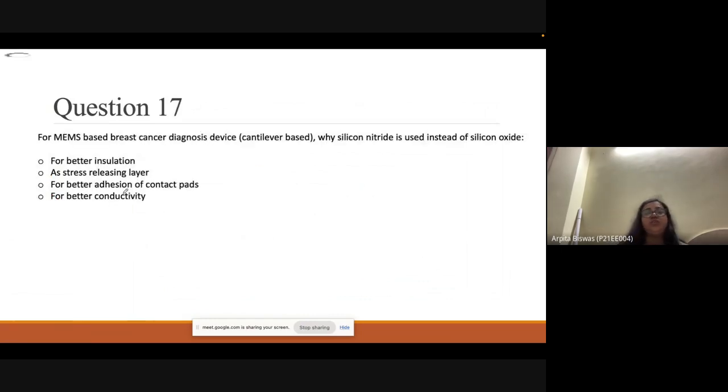So next we are moving toward question number 17. For a MEMS-based breast cancer diagnosis device, cantilever-based. If you have gone through the lecture, you can see there is a cantilever-based MEMS-based cancer diagnosis device. Now the question is, why is silicon nitride used instead of silicon oxide? So for the cantilever, they have used silicon nitride instead of silicon oxide. So why have they used it? The first option is for better insulation. The second option is as a stress releasing layer. Third is for better adhesion of contact pad. Fourth option is for better conductivity.